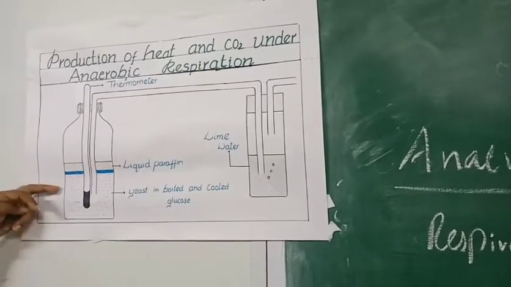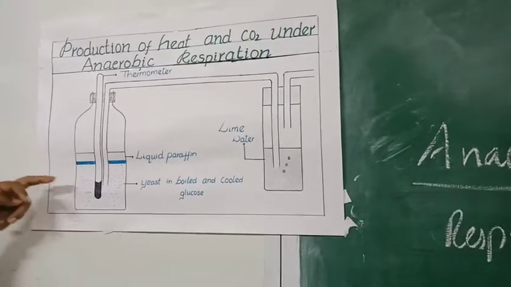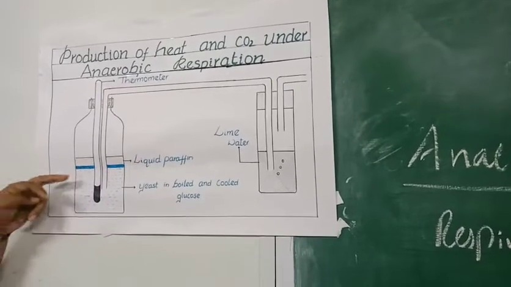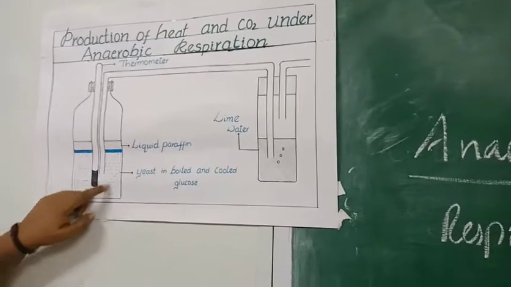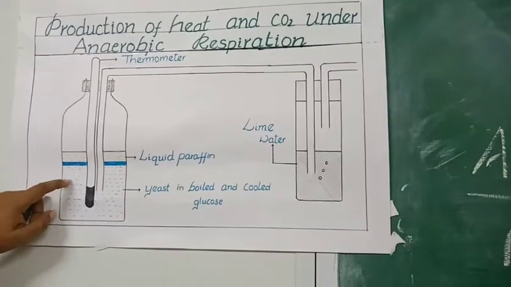So for that we have heated and cooled it, and as a second step we have added Janus green solution. This Janus green solution turns the glucose solution pink, so that it clearly indicates that the glucose solution doesn't have any oxygen. So leave it for some time.